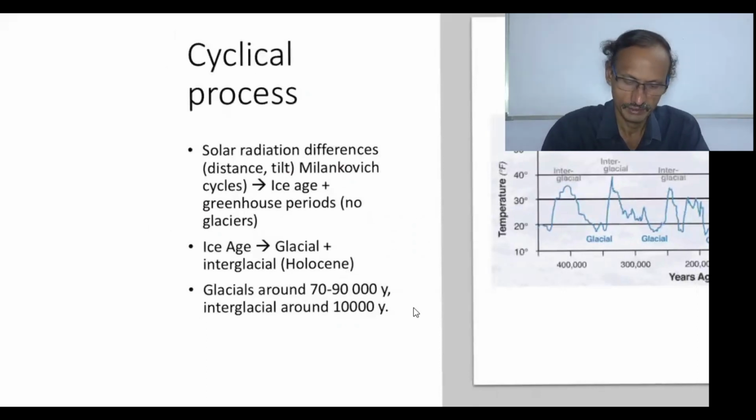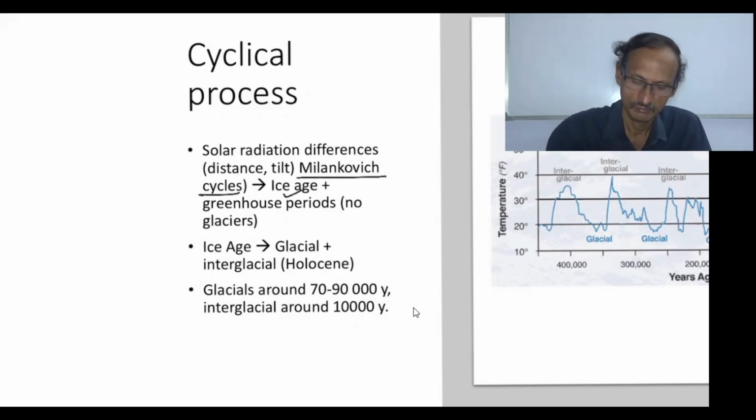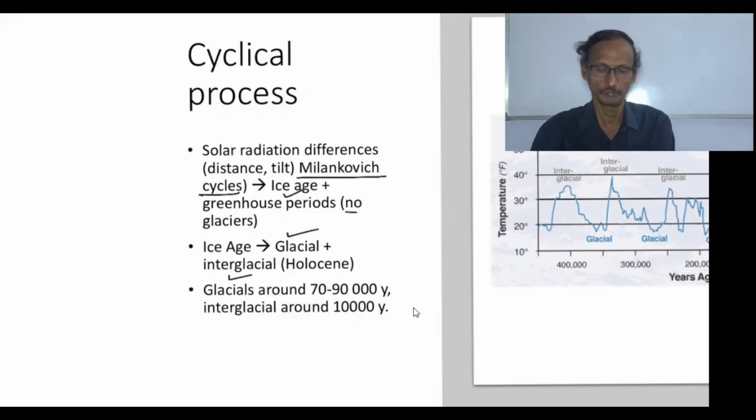Solar radiation differences are explained by what are called Milankovitch cycles. History of Earth is divided into ice ages and greenhouse periods. During greenhouse periods, no glaciers. And an ice age itself is divided into glacial and interglacial. We are currently in an interglacial period, which is also called Holocene.